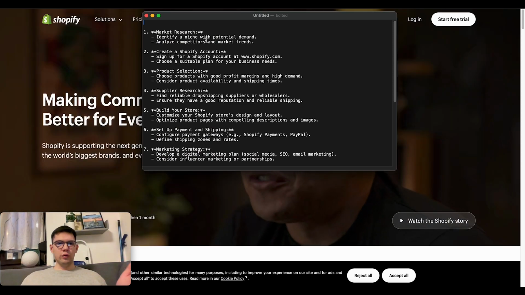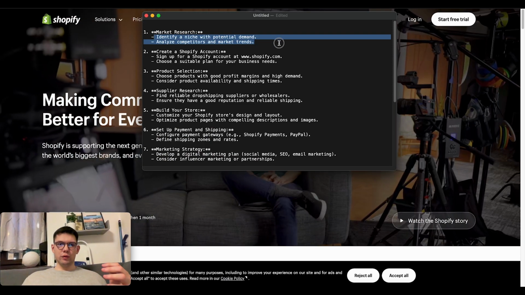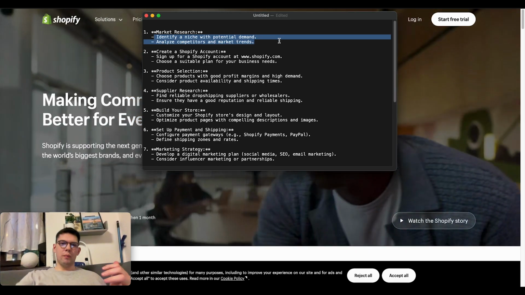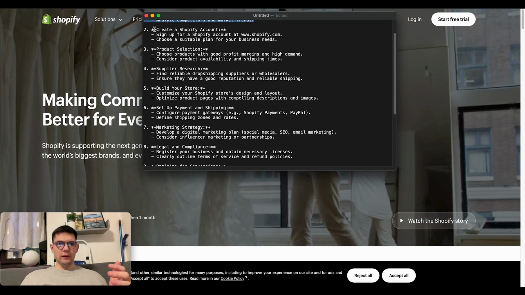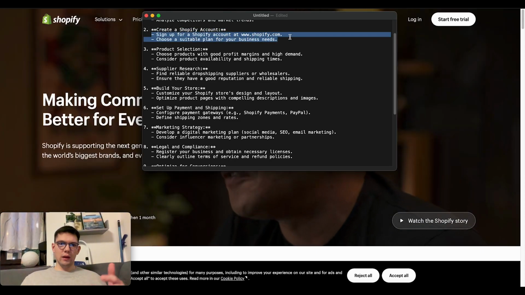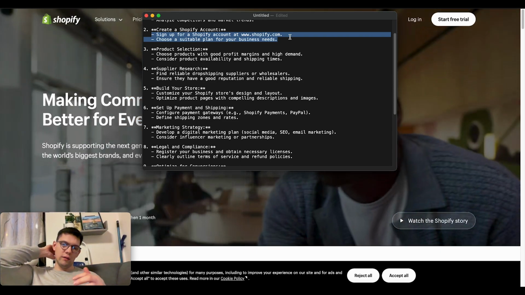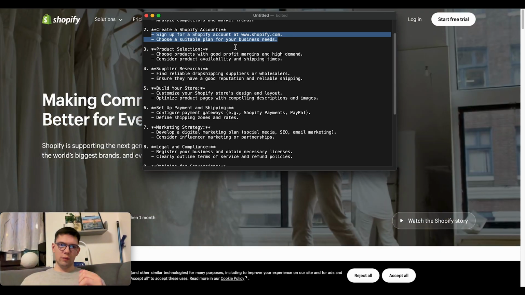So first, what you need to do is market research. You need to identify a niche with potential demand and analyze competitors and market trends. Then you need to create a Shopify account, sign up for a Shopify account, and choose a suitable plan for your business needs. As mentioned, you can get it for free if you use the link in the description.